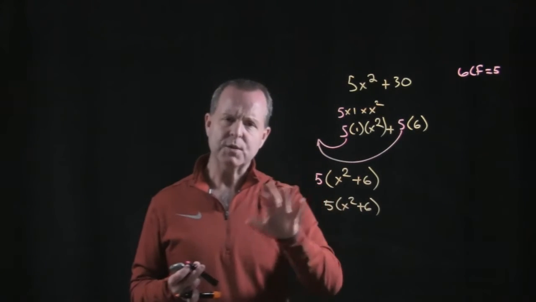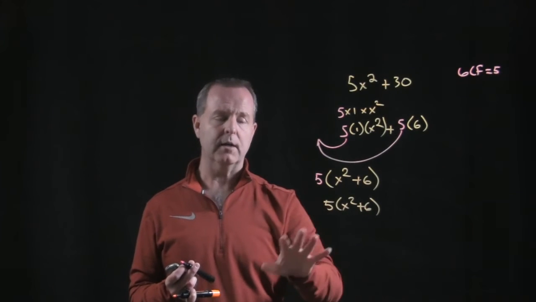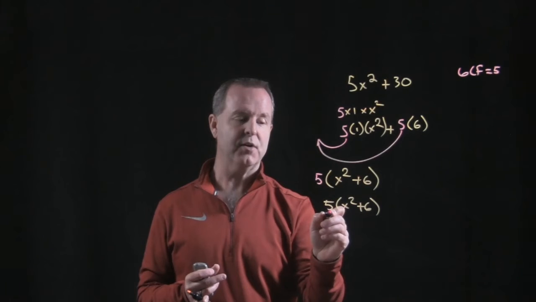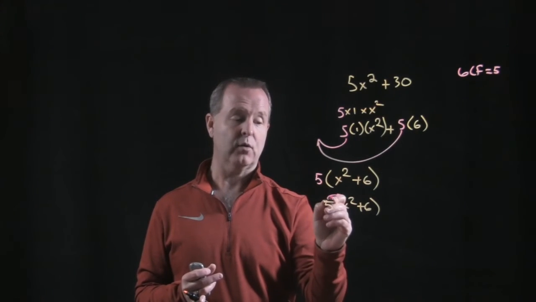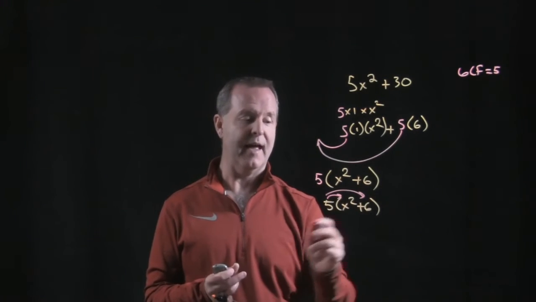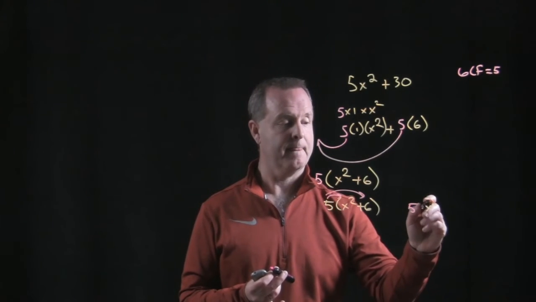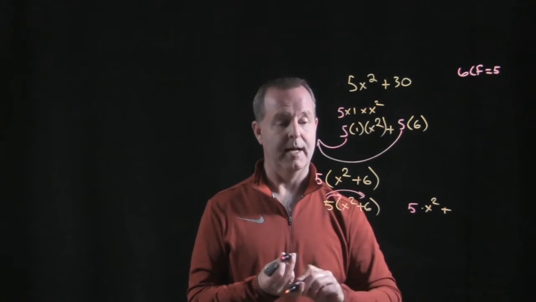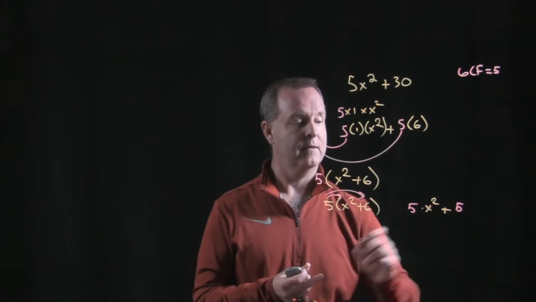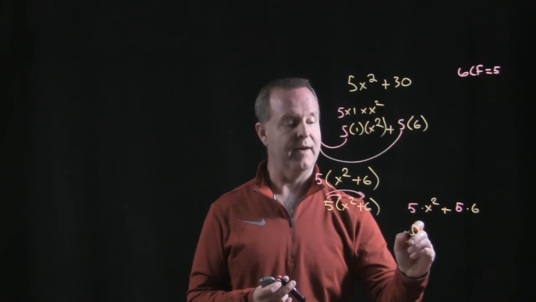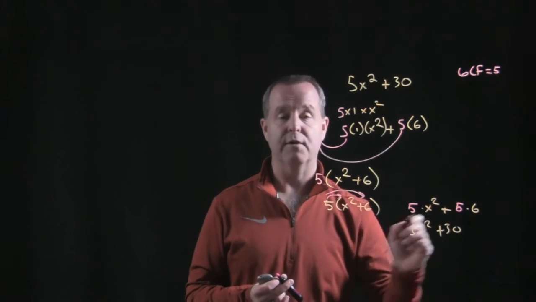I just reversed the process backwards because earlier we asked you how to multiply that out. And when we did that, I asked you to distribute the 5 across both terms. So then that became a 5 times an x squared plus a 5 times a 6. Cleaning that up produced a 5x squared plus a 30.